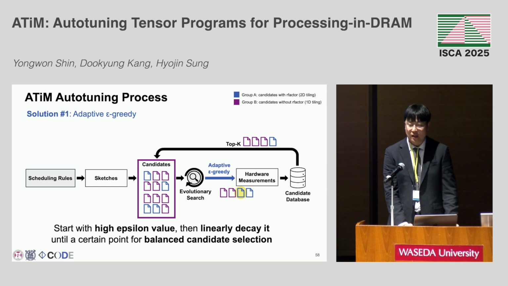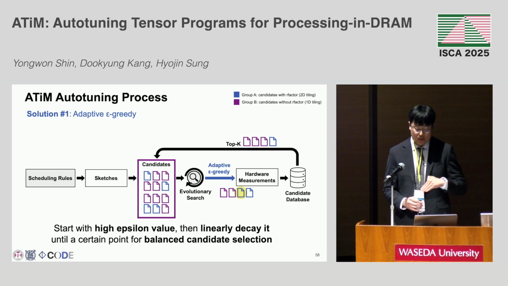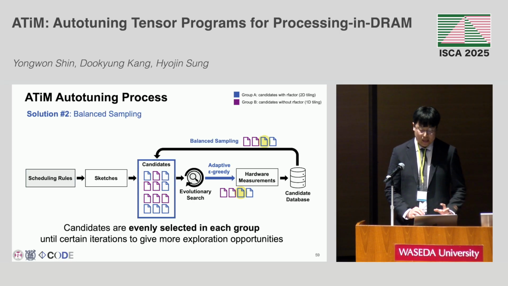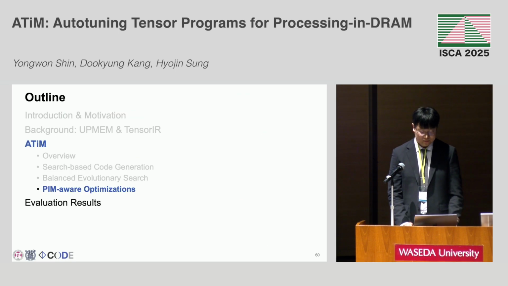First, ATiM uses adaptive epsilon greedy, starting from high exploration and gradually reducing epsilon to balance candidate selection. Second, during early iterations, ATiM ensures candidates are evenly sampled from all groups in the database.